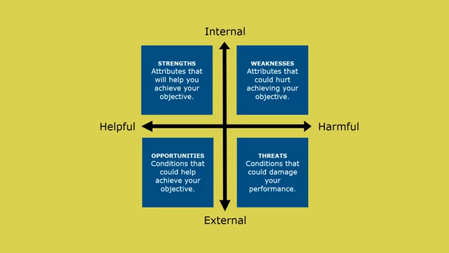Opportunities. For this quadrant, think about the external conditions that will help you achieve your objective. Ask, what more can we do? And finally, threats. For this quadrant, think about the external conditions that could damage your performance. Ask, what obstacles do you face?